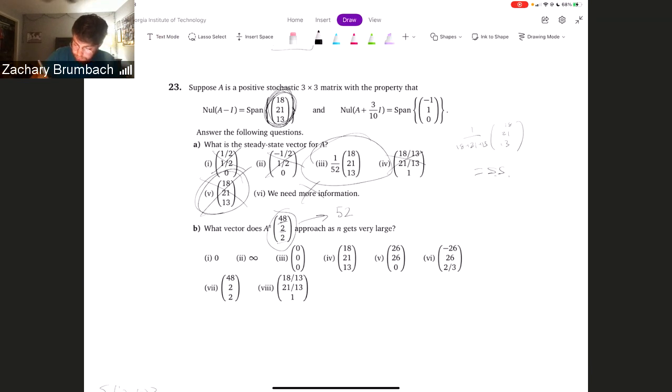52, okay? And how do we find what vector it approaches? We take that number and we multiply it by our steady state. 52, 18, 21, 13. Wow. Look how easy they made it. Done. Cool.